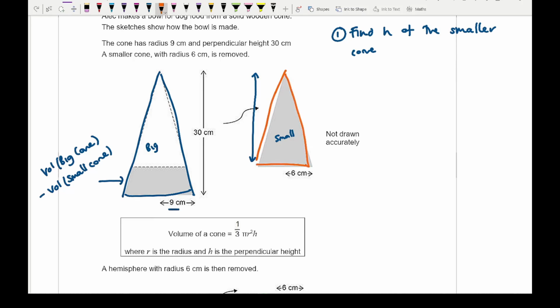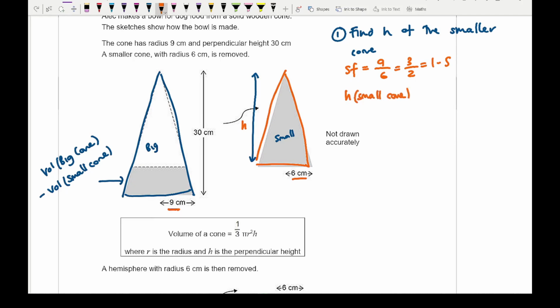So the two triangles you can see on the screen are similar. So what I need to do is find the scale factor. To find the scale factor, I need the two bits of information that I know. So I know the two radiuses. So it's going to be 9 over 6, which is 3 over 2, which is 1.5. So the blue triangle is 1.5 times bigger than the orange triangle. So from this, I can then work out what h is, so h of the small cone.